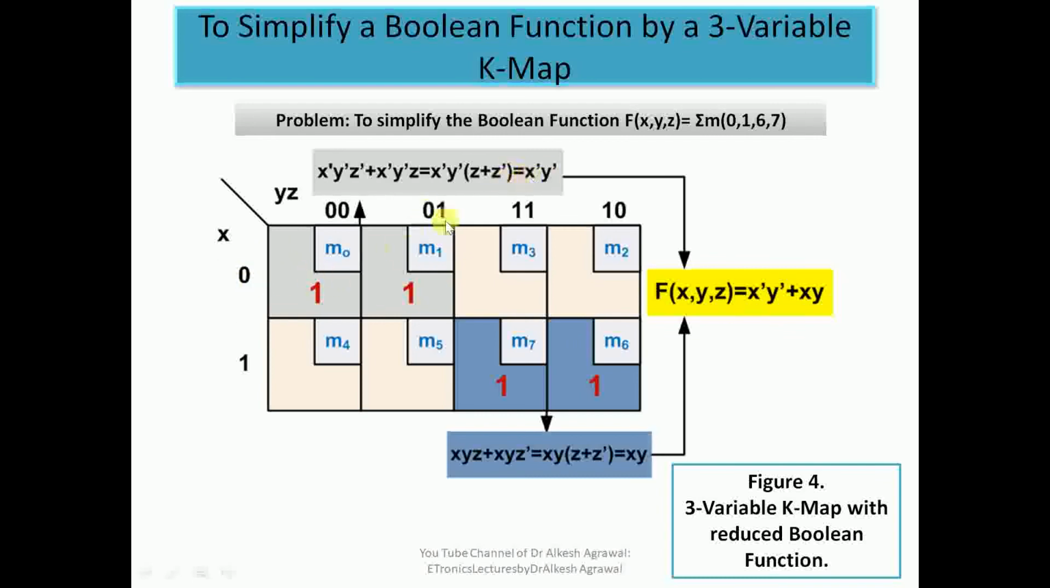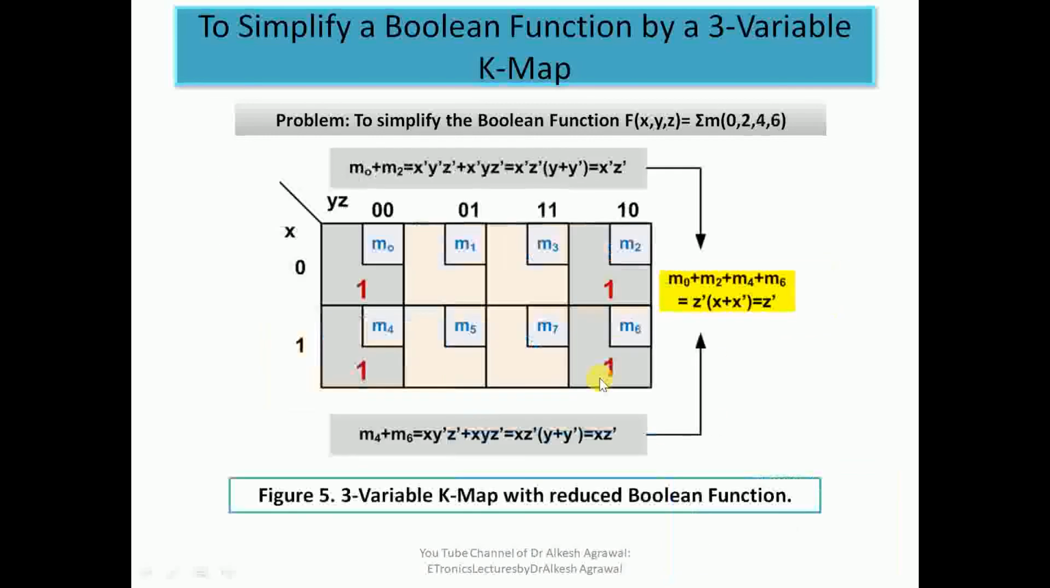So you have x bar, and if you focus on these two columns, y is fixed and z is changing. So you have y bar. So directly you can say x bar and y bar. If you focus on these two cells, here x is 1, so x is fixed, so x is there in the reduced form. And for these two cells, y is fixed and z is changing, so z will be removed and y will remain. So you have x, y. So directly again you can solve this K map.